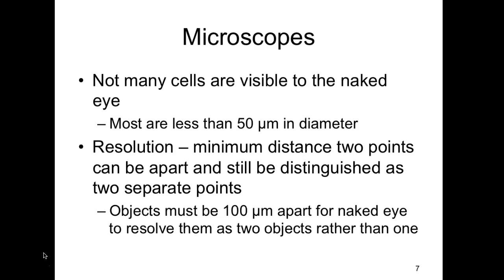Not many cells are visible to the naked eye. Most are less than 50 micrometers in diameter. This here is the unit for micron, so micrometer. The resolution, when we look at microscopes, is that minimum distance which 2 points can still be apart from each other and still be distinguished as 2 separate points. Objects must be 100 microns apart for the naked eye to resolve them as 2 objects rather than one single object.